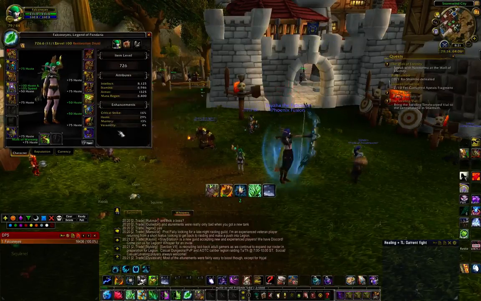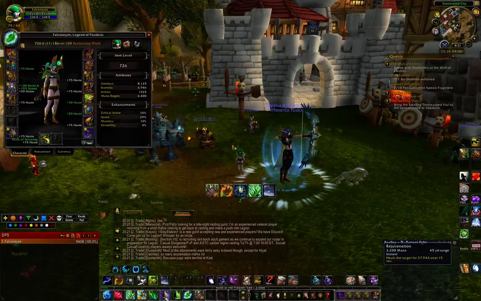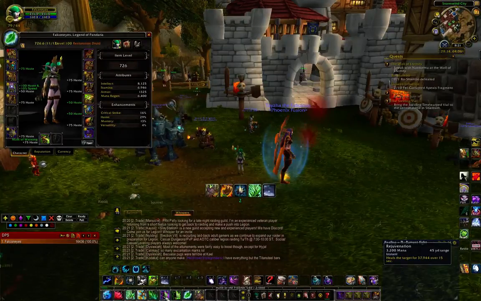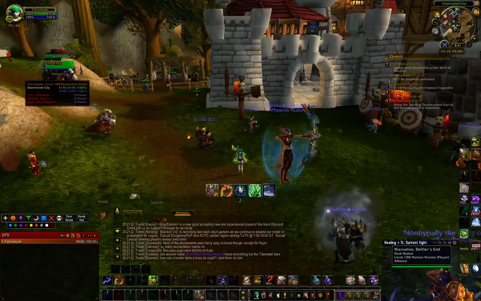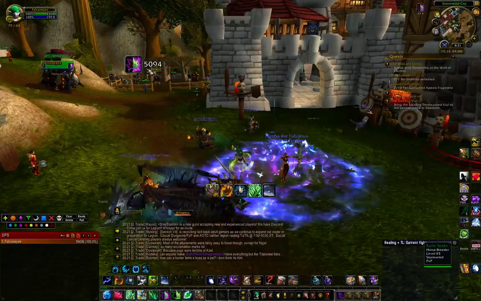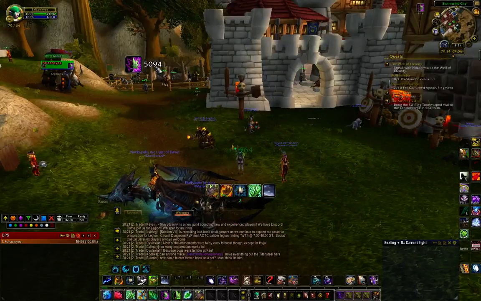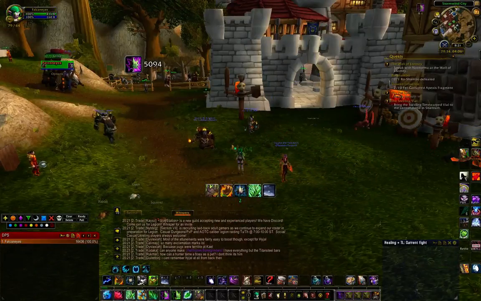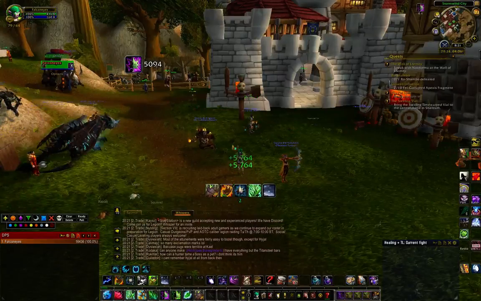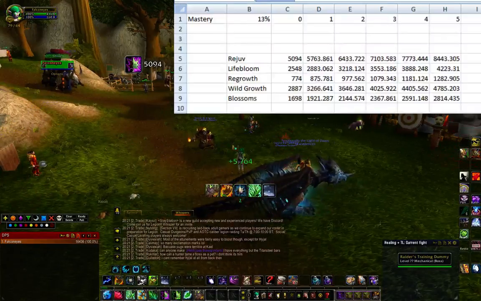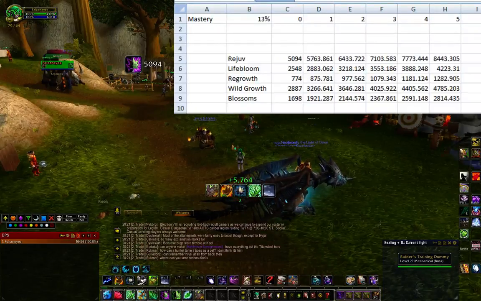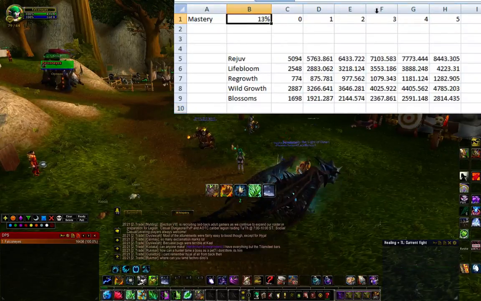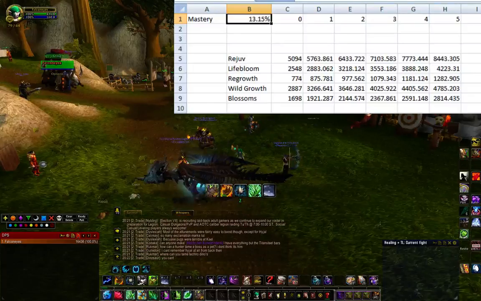So, for example here, we'll notice how down here my rejuvenation heals the target for 37,944 over 15 seconds. So if I put on rejuve, you can see that it's ticking for 5,094. And if you look here, let me bring it up real quick. This is a spreadsheet that I show about this.